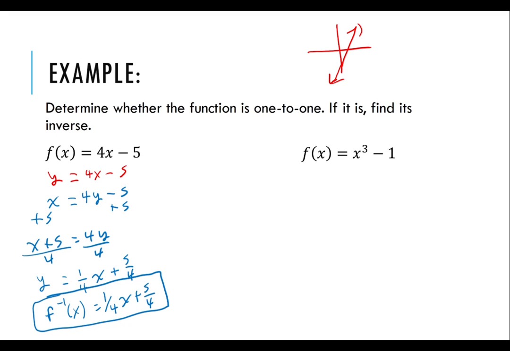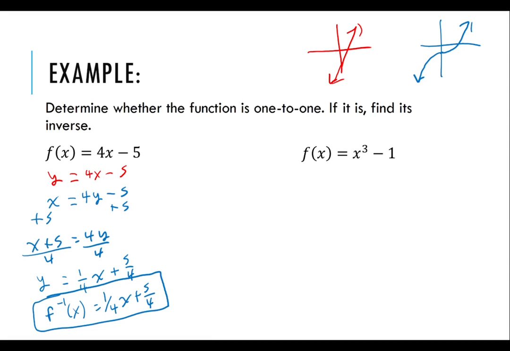So here I have x cubed minus 1, and a quick check to see if it's one-to-one. x cubed is shifted down by 1, so that's this function, something like that. Notice that it passes the vertical line test. It also passes the horizontal line test. So now we know that this function is one-to-one.